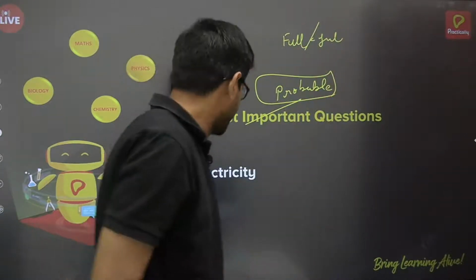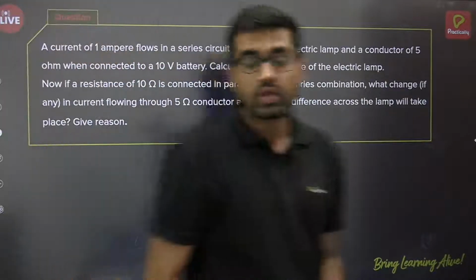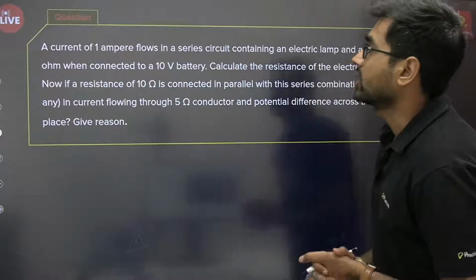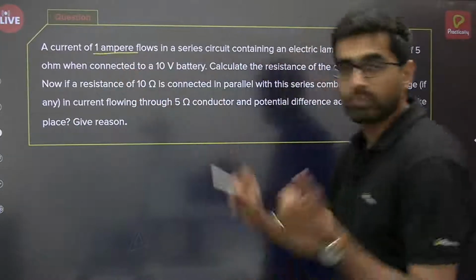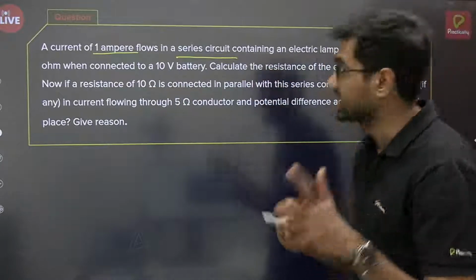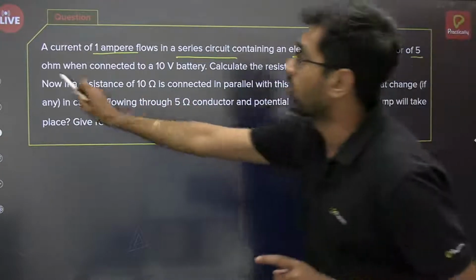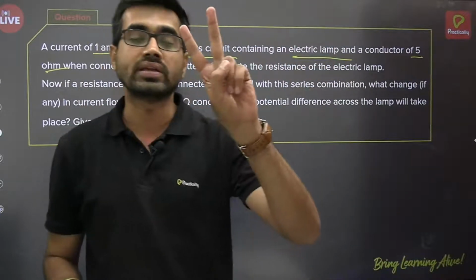Okay. So now let us come back. Let's do the first question. Question number 1 says a current of 1 ampere flows in a series circuit containing an electric lamp and a conductor of 5 ohm. So there are two devices.